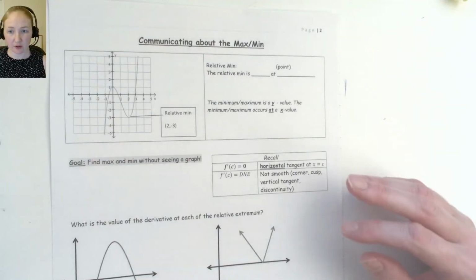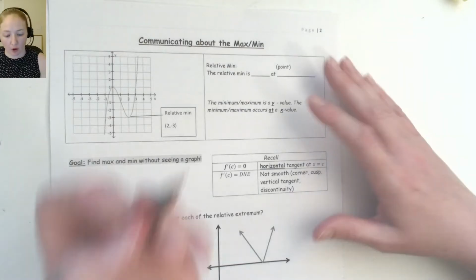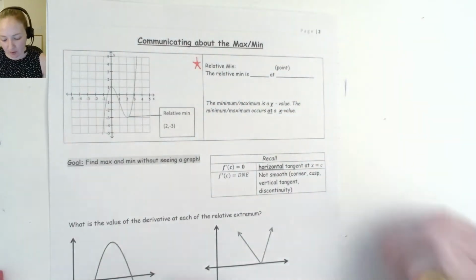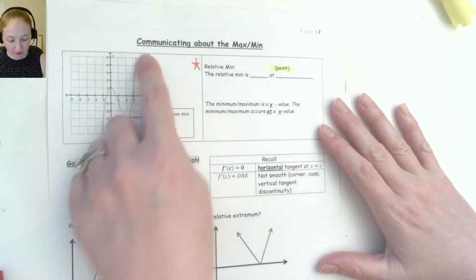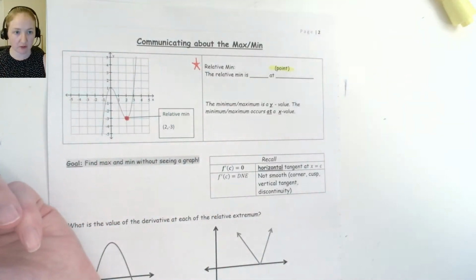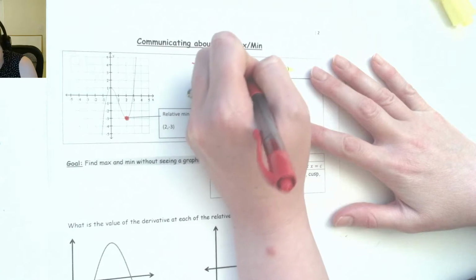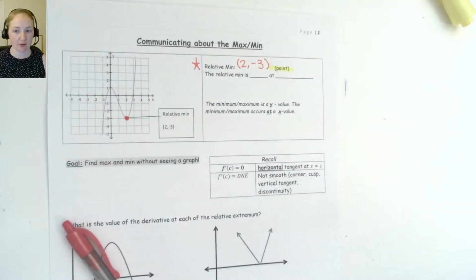All right, for us to communicate about the max min, there's two ways that we can do this. On the homework, you will mostly see this first way where we will say the relative max is a point or the relative min is a point. So when you look at this graph here, again, you see that this is your lowest point relative for that restricted domain. And so that would be considered our relative min. And one way that we could write that is just saying the relative min is 2 comma negative 3.